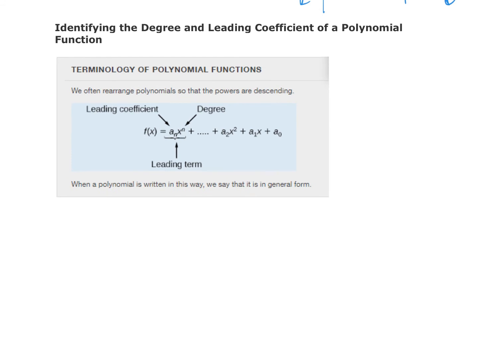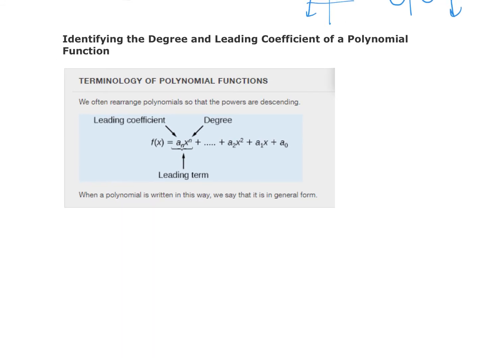So let's make sure that we're clear on the terminology of polynomial functions. We have the leading term, the degree is the power, and the leading coefficient is our a sub n. And when we write it in that descending order, we say it's in general form. So an example might be 5x to the 7th minus 3x to the 4th plus 2x squared minus 5.